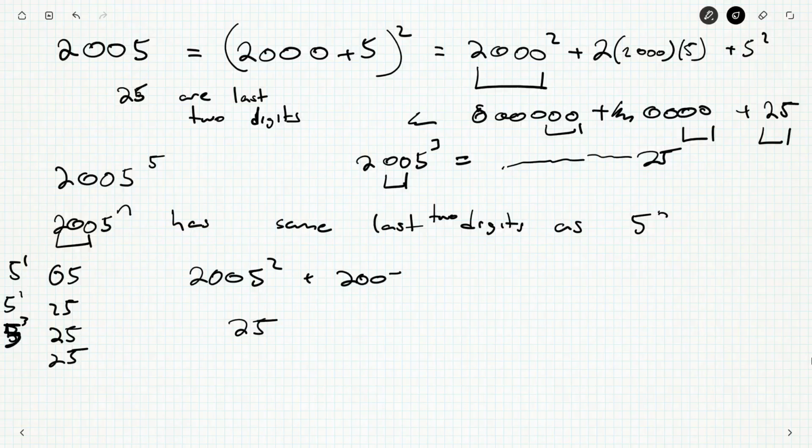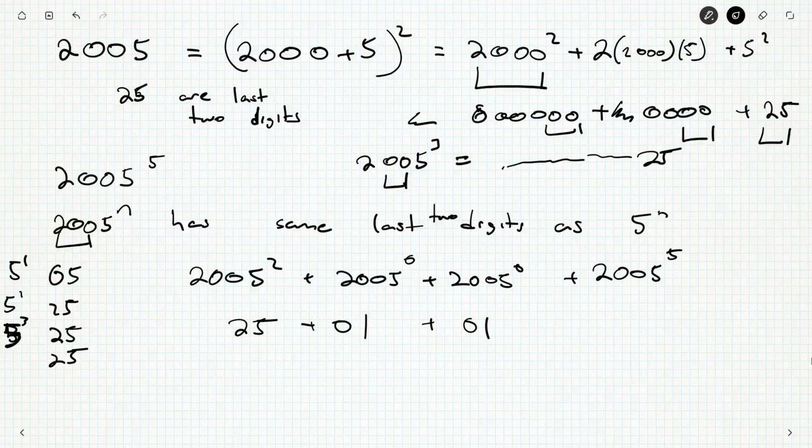Now, we've got two 2005s to the zeros, but anything to the 0 is 1. So that's going to end in 01. And then finally, we have 2005 to the 5, the thing our calculator won't work out. 5 to the 5, I believe, is 3,125. It also ends in 25. I don't care what 2005 to the 5 is, I just need to know what it ends in. The last two digits, 25.